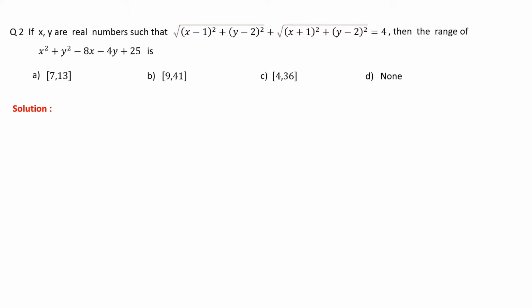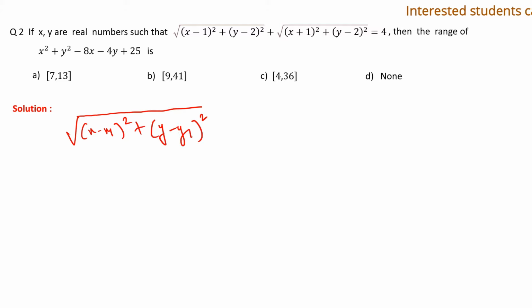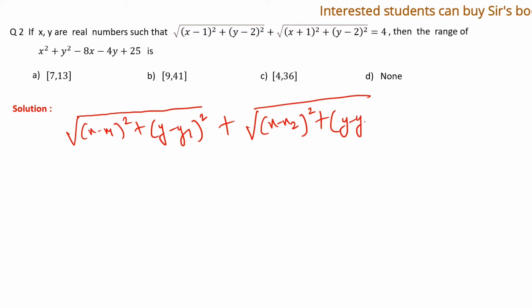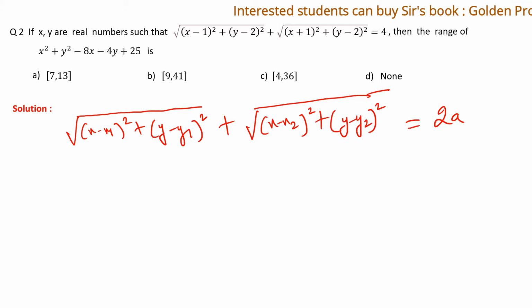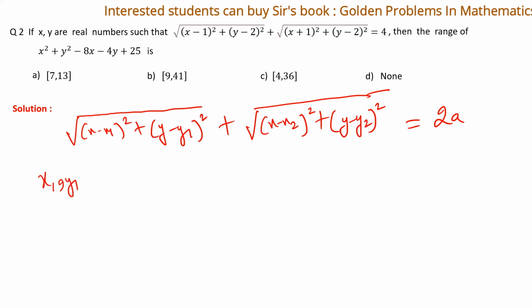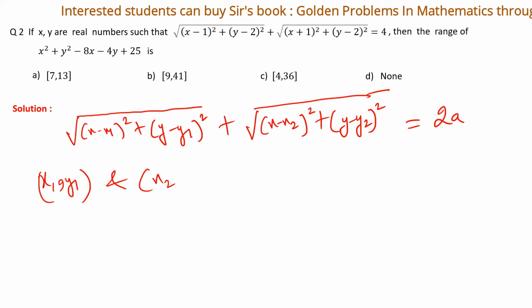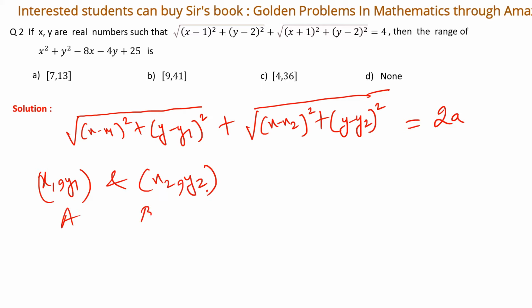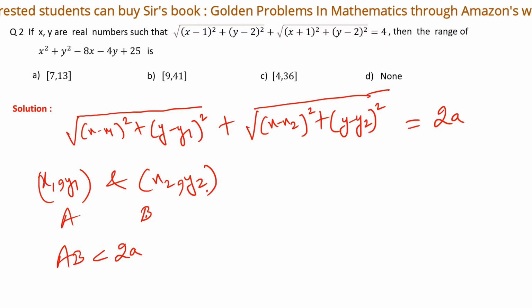Now if you have gone through the concepts of coordinate geometry, then you must be knowing that an equation of the form under root of (x minus x1) square plus (y minus y1) square, plus under root of (x minus x2) square plus (y minus y2) square, where x1, y1, x2, y2 are real numbers, equal to 2a, or we can say k, then this sort of equation will represent an ellipse if the distance between the points (x1, y1) and (x2, y2), let's say these 2 points are A and B, if this distance AB is less than 2a, right?